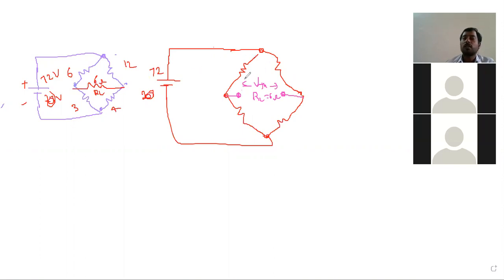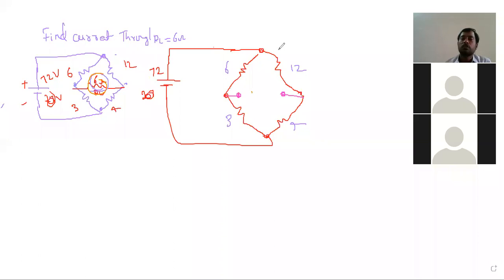So I already told you the concept. This is the value of the 6 ohm resistor. This is 12, this is 3, and this is 4. So we should find the VThevenin at these positions. This is A and this is B, or this is positive and negative. So the A to B path is in this direction, isn't it? One path is available, and this is another path from A to B.